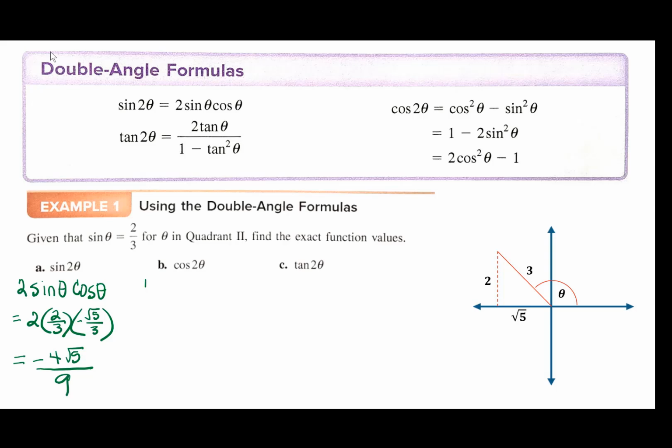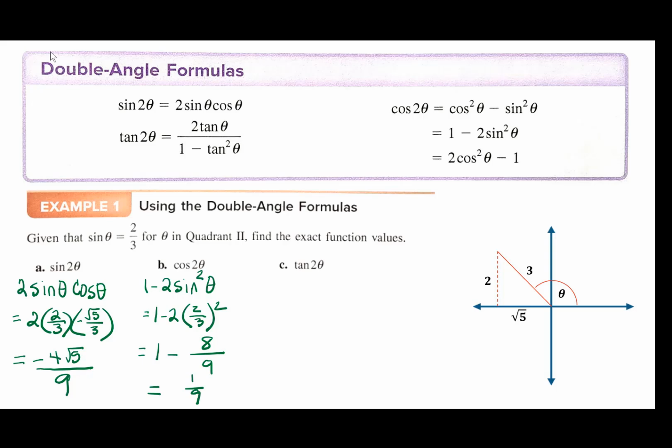And then for cosine 2 theta, again, you're going to use one of these formulas. We're going to use the second one because it's easier to use 1 minus 2 sine squared theta because we already know what sine theta is. So 1 minus 2 times 2/3 squared, and that's just going to be 1 minus 8/9, which is 1/9.